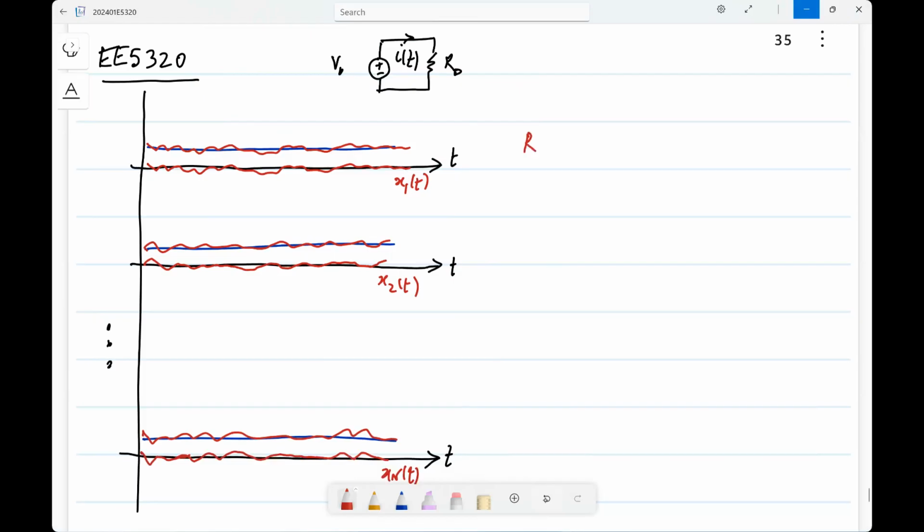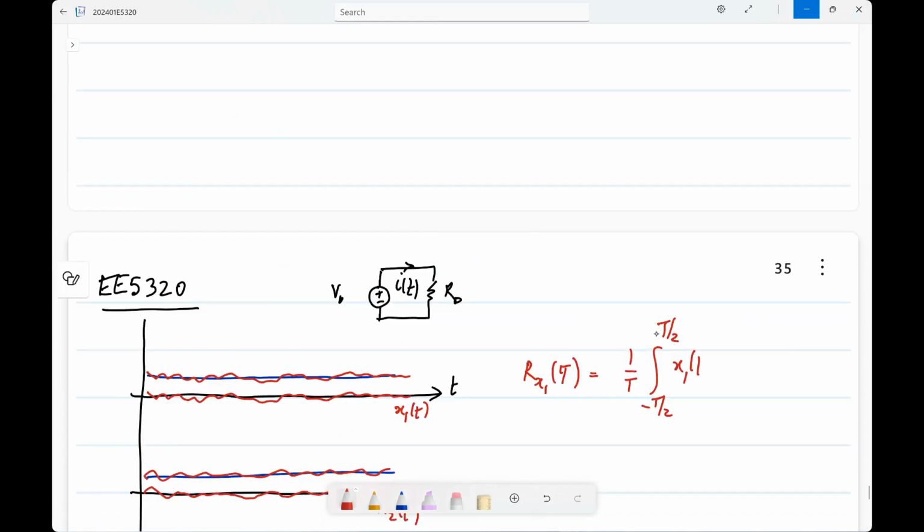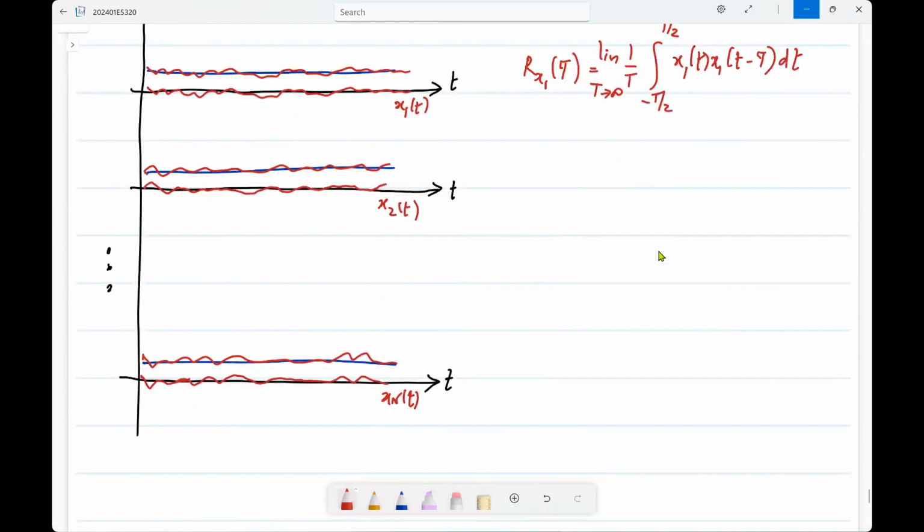its power autocorrelation function, which is defined as follows. The definition is the same for all of them. And of course, its Fourier transform is the power spectral density of that particular signal.